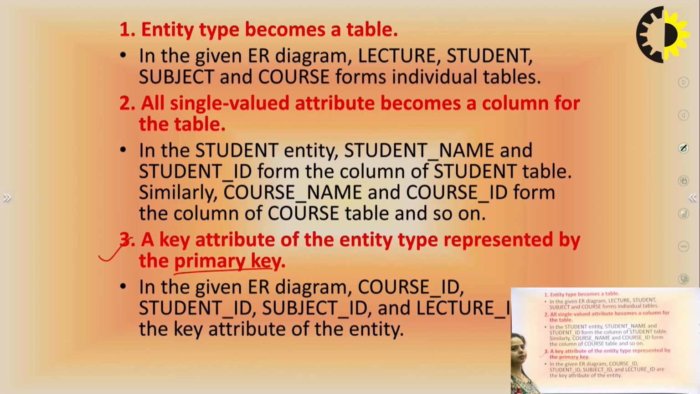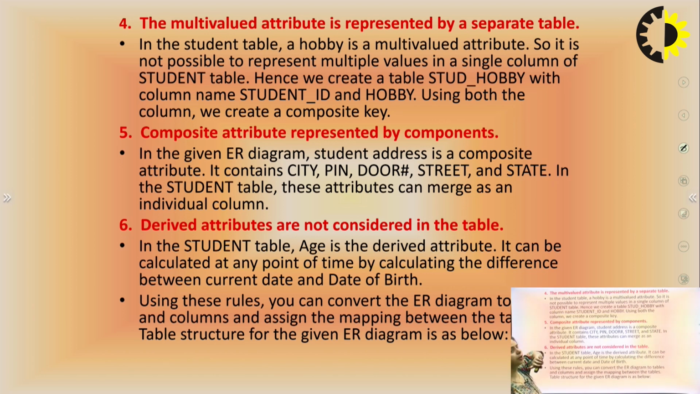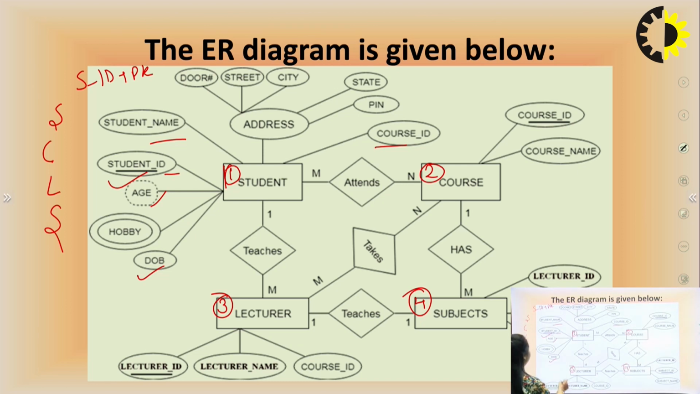What is the next? A multi-valued attribute is represented by a separate table, composite attributes are represented by components, and derived attributes are not considered in the table. Okay, here the derived attribute is age, so this will not be considered in the table. Now, what is the composite attribute here? Address. So we will not write it as an address attribute. The address is represented by its components like door, street, city, state and pin.